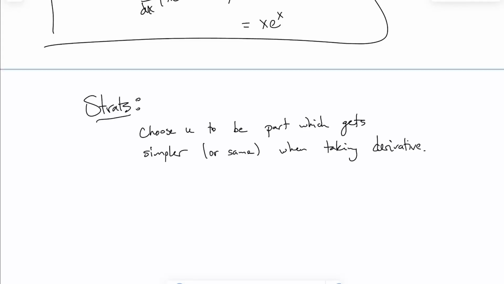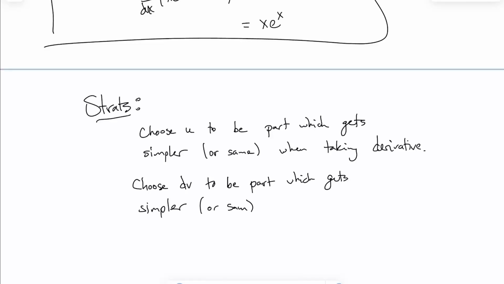All right. You choose u to be the part which gets simpler, or maybe stays the same when taking the derivative. And for the same reasons, you choose the dv to be something which gets simpler, or maybe stays the same when taking the antiderivative. So you choose the dv to be the part which gets simpler or maybe stays the same when taking the antiderivative. All right?